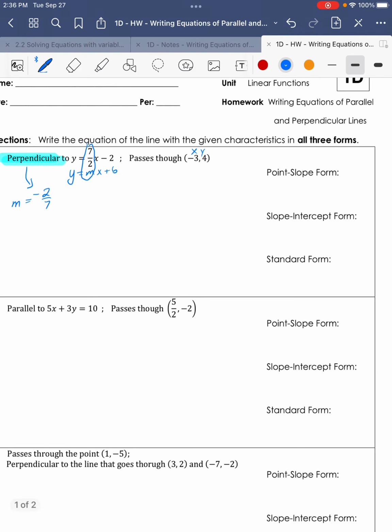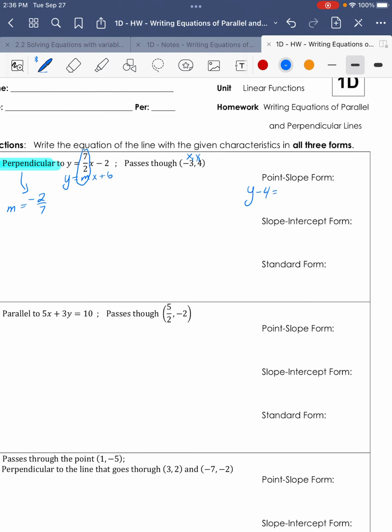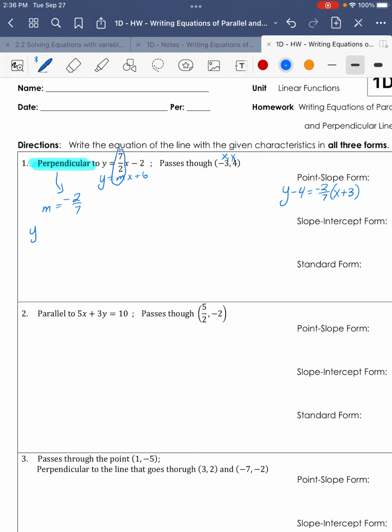I'm going to put it in point slope form first. So point slope is y minus the y1 from our first coordinate equals the slope, negative 2/7, times x minus negative 3. Minus negative 3 is plus 3. And there we go, there's point slope form. From point slope form, we are going to now change this to slope intercept form. Slope intercept form, we have to have it in y equals mx plus b.